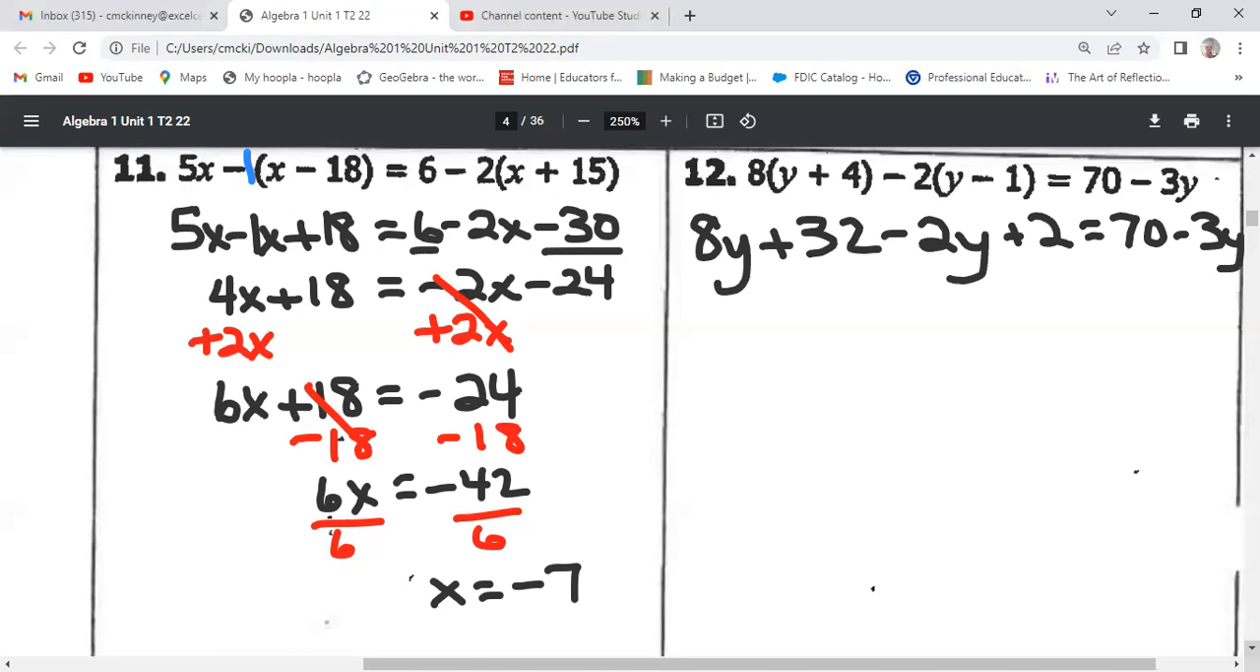So I have distributed. Now I'm going to combine my like terms. That's my 8y, my -2y, that's 6y. 32 and 2 make plus 34.